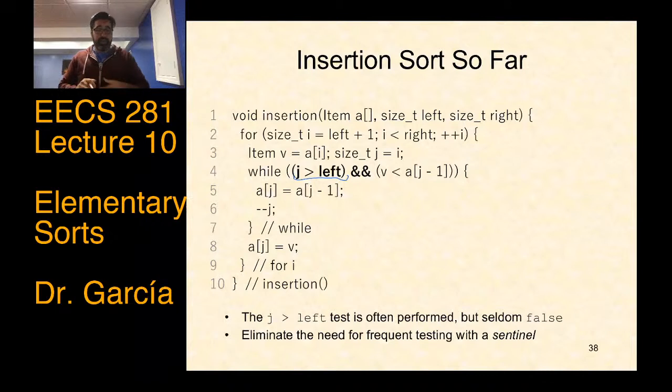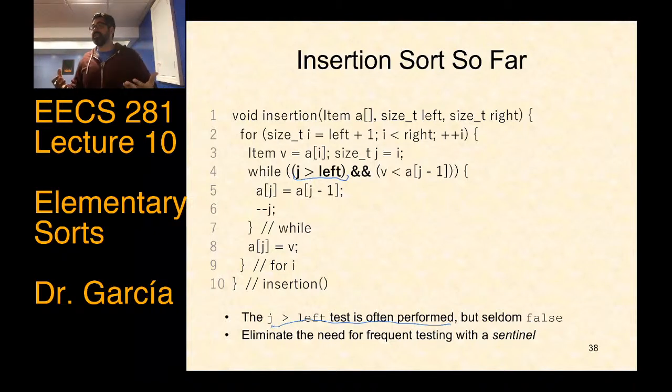So we basically have this check or test that happens quite often as this while loop executes. But it's really seldom false, right? So most of the time it's going to be true. But I still need it, because otherwise it would introduce bugs into my code. I still need to make sure that j, as I decrement it, is still within the range. I don't go out of bounds.